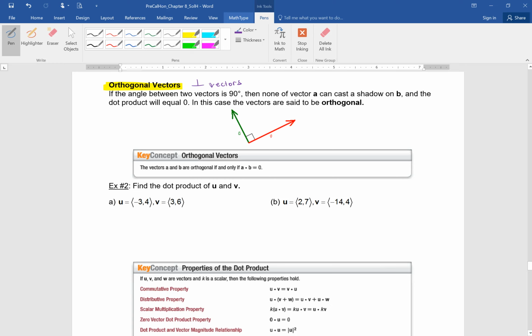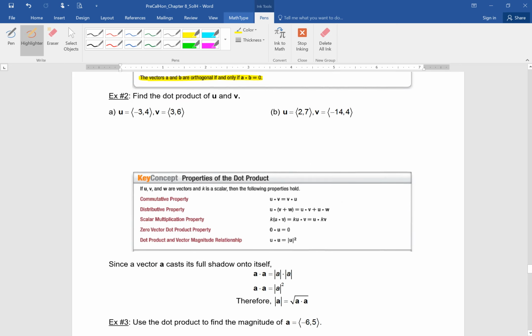Straight, like it's a straight angle. So if the angle between two vectors is 90, just like what we talked about before, and if I shine a light onto one of the vectors, there is 0 shadow onto the other vector. So if the angle is 90, then the dot product will be 0 because there is no shadow, and that means the vectors are orthogonal. So vectors A and B are orthogonal if A dot B is 0.